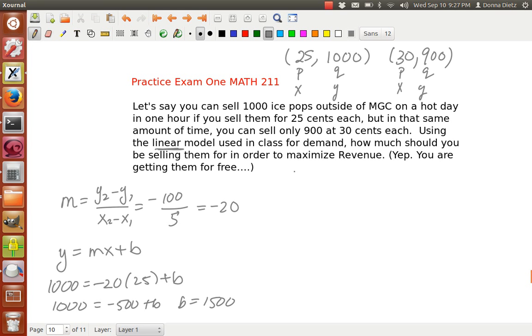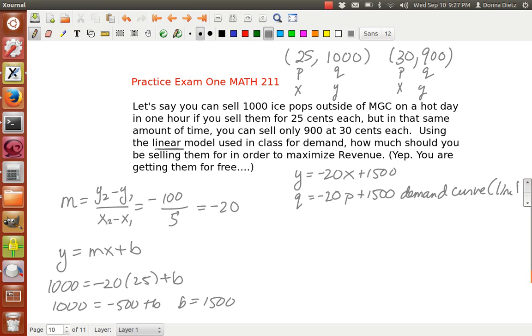So this tells us that Y equals mx plus b, Q is equal to minus 20p plus 1,500. So this is our demand curve. It's actually a line, but we call it a demand curve. Okay. And so that is the hardest part of the question.